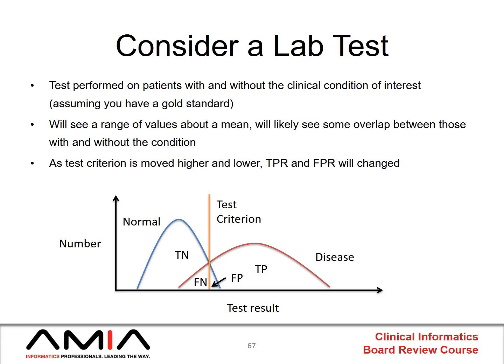So if I move that orange line, my test threshold or criterion, to the left, I can reduce my false negatives, but I will necessarily increase my false positives. And in this example, moving the test criterion to the left is the equivalent of making my test more sensitive, right? I'm lowering the threshold to say that a patient has disease, such that I can try to reduce my false negatives.